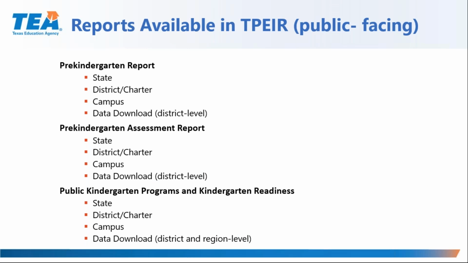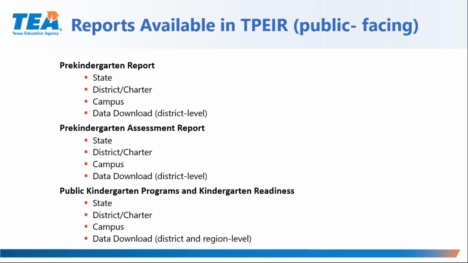Let's talk a little bit about the reports available in TPEER. With the increase in data collected, TEA has developed public-facing reports to display this information. TPEER stands for Texas Public Education Information Resource, which is housed in our Research and Evaluation Division and has published the following reports. These focus on pre-kindergarten enrollment for 3 and 4-year-olds at the state, district, and campus level. It also includes the data download. It also includes the pre-kindergarten assessment report for commissioner-approved assessments with beginning and end-of-year assessment scores. The last report includes kindergarten programs, enrollment, and readiness reports at the state, district, and campus level.